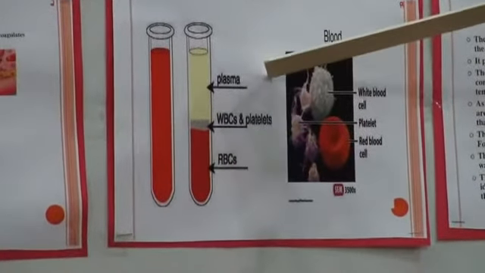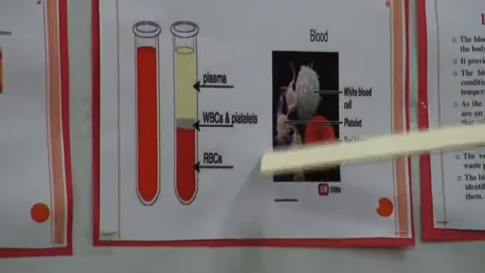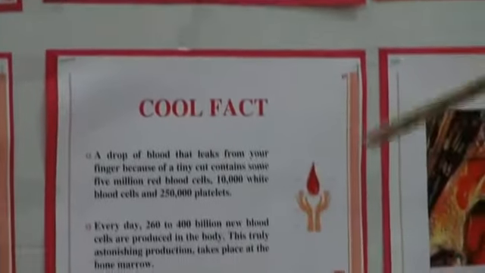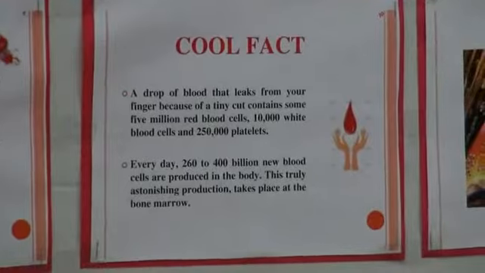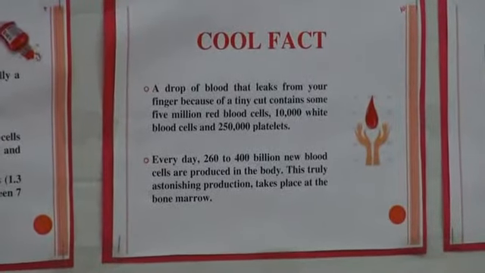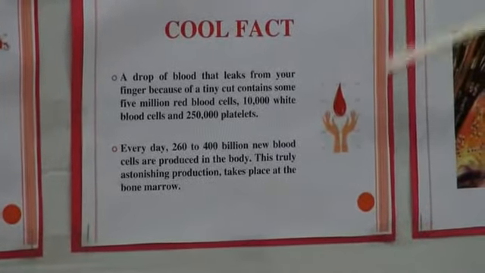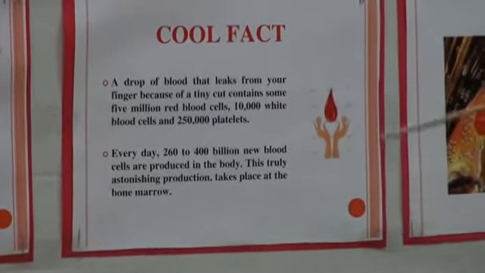It separates into plasma, which is a clear liquid, WBCs and platelets, and RBCs. So a cool fact is that only one drop of blood consists of 5 million RBCs, or red blood cells, 10,000 WBCs, which are white blood cells, and 250,000 platelets. And every day there are about 260 to 400 billion new cells produced in our body.